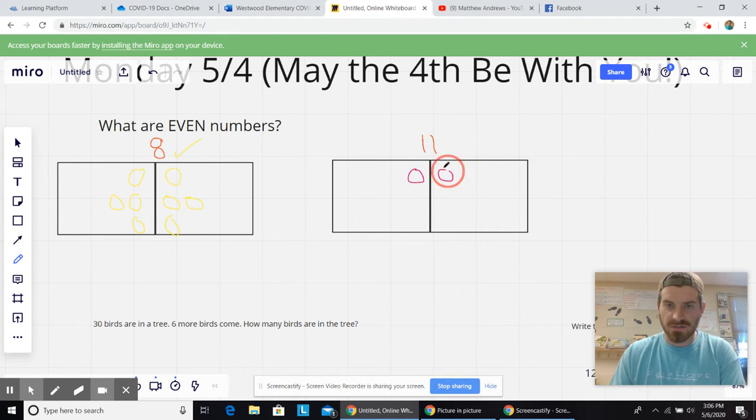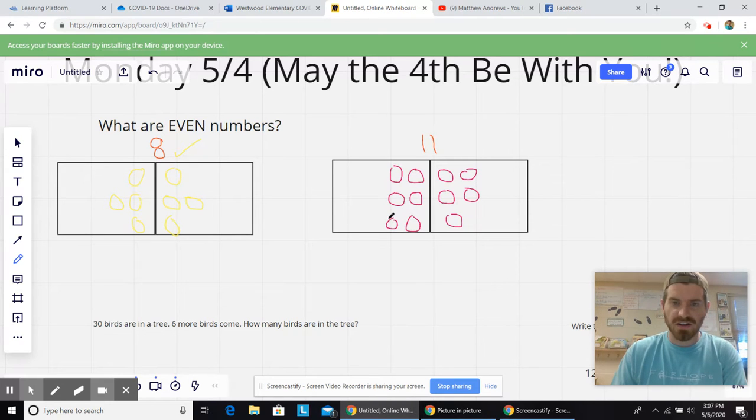1, 2, 3, 4, 5, 6, 7, 8, 9, 10, 11. So, as you see, I have 6 over here, but 5 over here. And for this number to be even, I would have to take this one away, but then I would only have the number 10. So that lets me know that 10 is even, but 11 is odd.